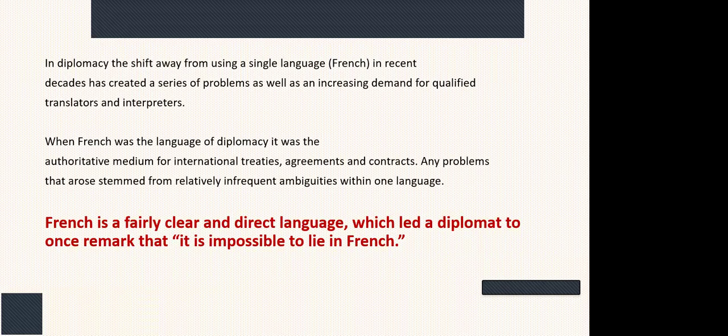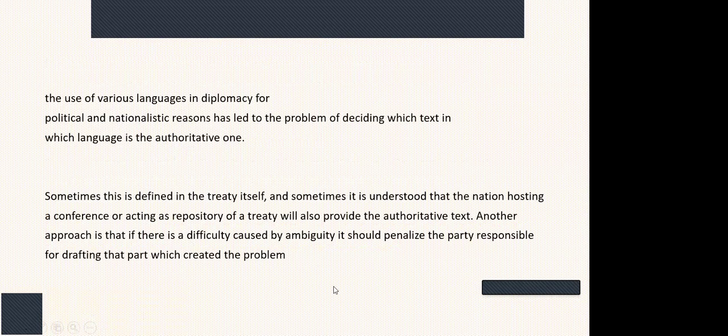So when we talk about diplomatic English, this is probably out of reach for the Spanish-English pair in many parts of the world. Not everywhere, but in many regions, yes. So any problems that arose stem from ambiguities. You know? French is a clear and direct language. A diplomat once remarked that it is impossible to lie in French, because in French you have to be straightforward. That's what they claim among diplomats.